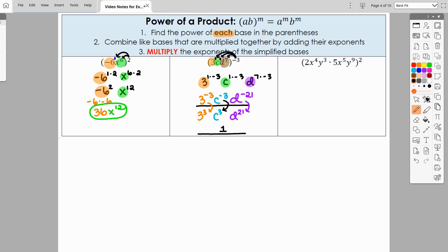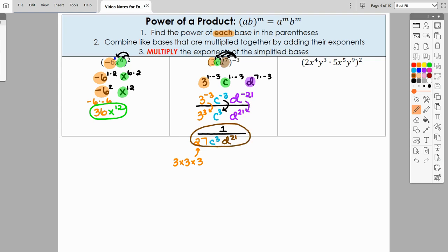I can actually do the math of 3 to the power of 3. That's 3 times 3 times 3, which would get me a 27. You multiply 3 times. C to the 3 stays because it's a letter, and so does D to the 21. And that's your final answer.